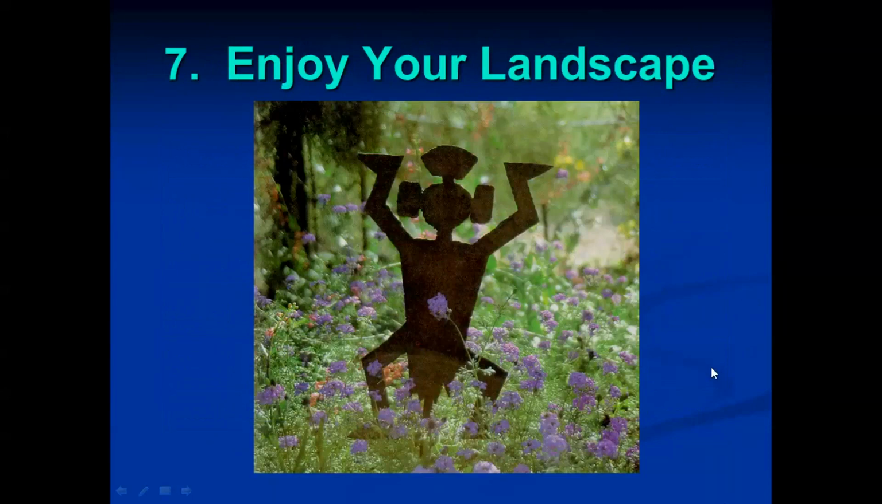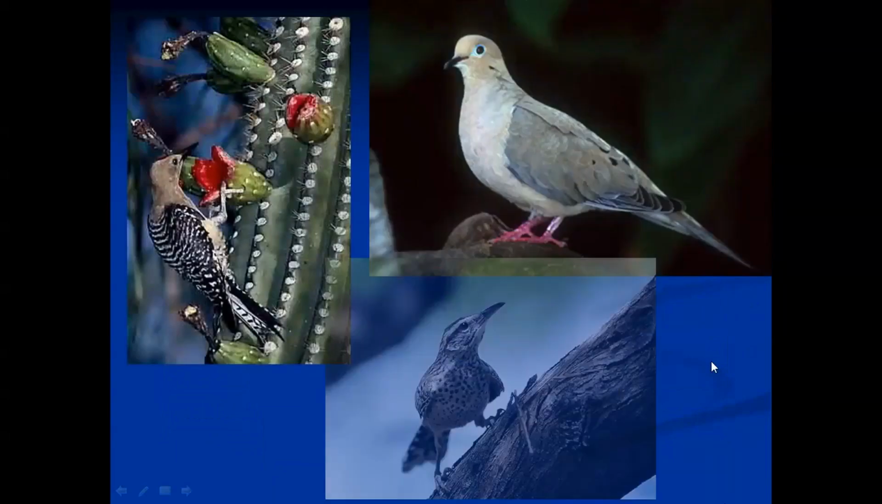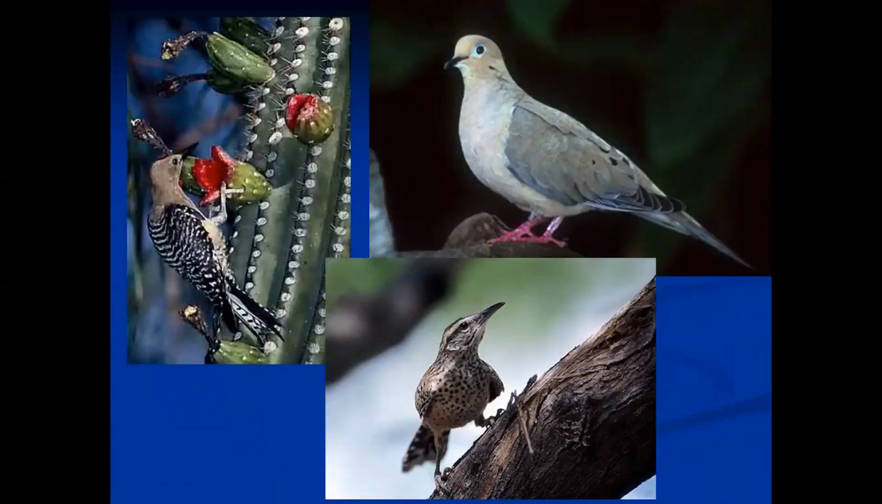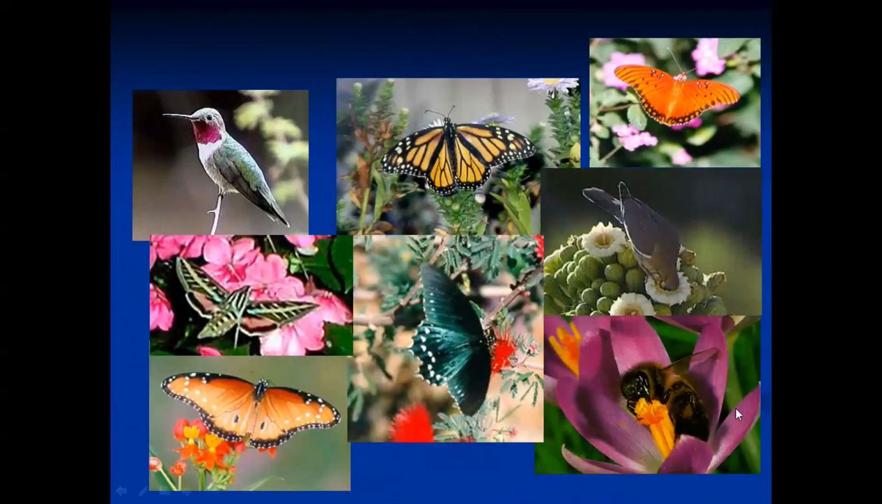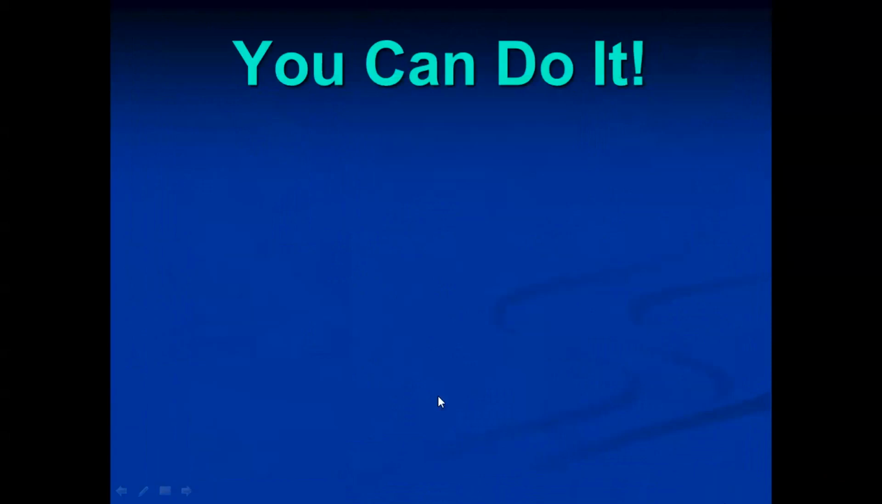Now it's time to enjoy your landscape. If you use native or desert adapted plants, you will attract our native wildlife, not pigeons, and hopefully not grackles. Here's a few natives: the woodpeckers, Gila woodpecker, the mourning dove, and cactus wren, and lots of butterflies. Arizona has a healthy population of butterflies. They're great pollinators. And you can do this.